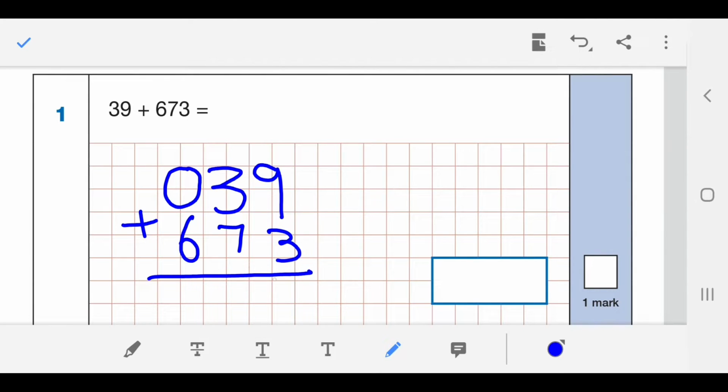So 9 plus the 3 is 12, carry the 1 to the tens column. 3 plus 7 is 10, plus the 1 actually makes that 11. Now we've got 1 plus the 6, which is 7. The final answer should be 712.